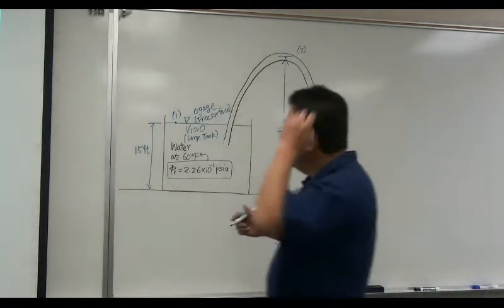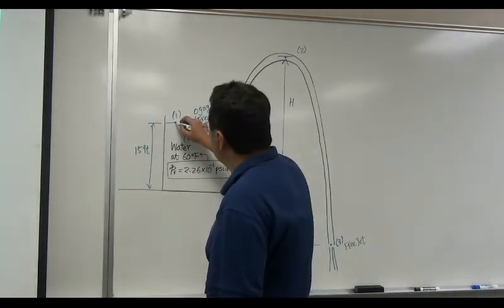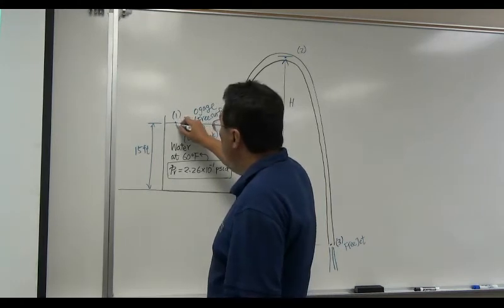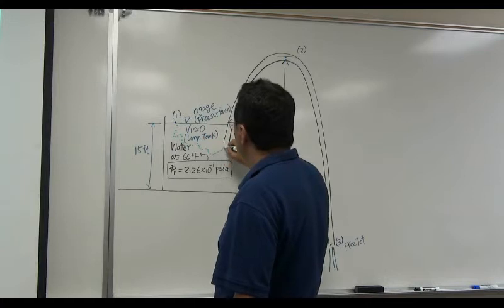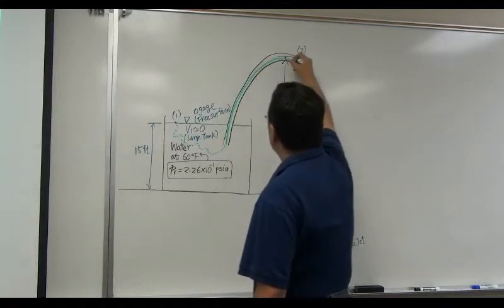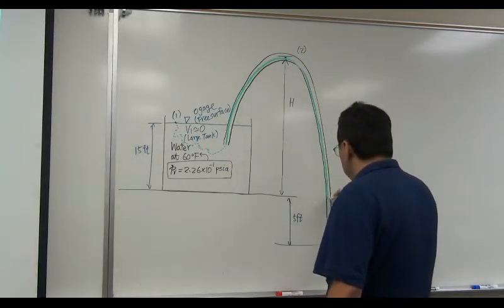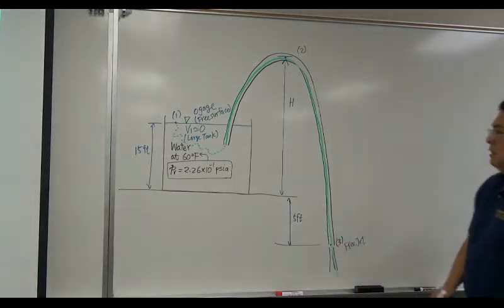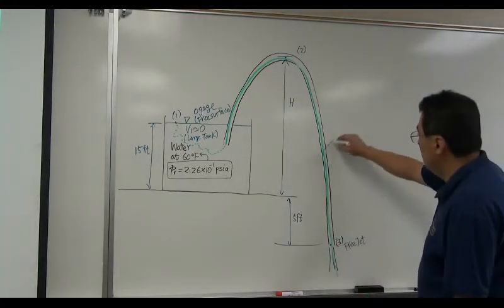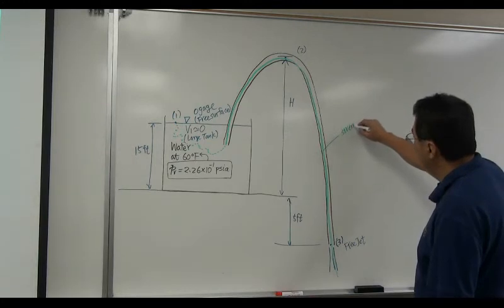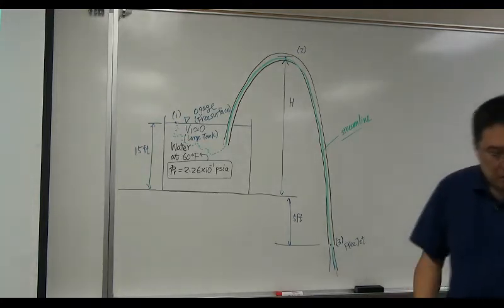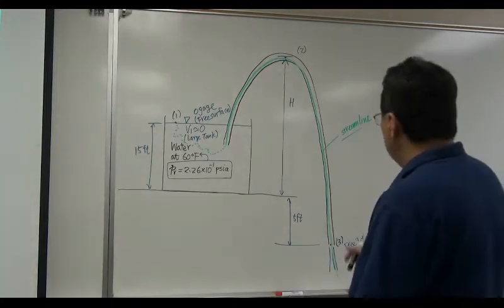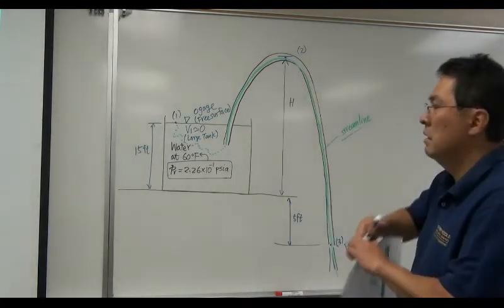So I'm going to define a streamline. This is location 1, of course, slowly picking up the speed and sucked into the hose, and then once it's sucked into the hose, it's going to flow like that. This is a streamline. So I can apply Bernoulli's equation between any location along the same streamline.